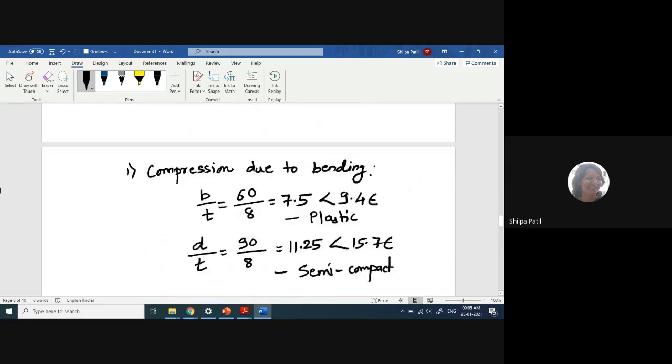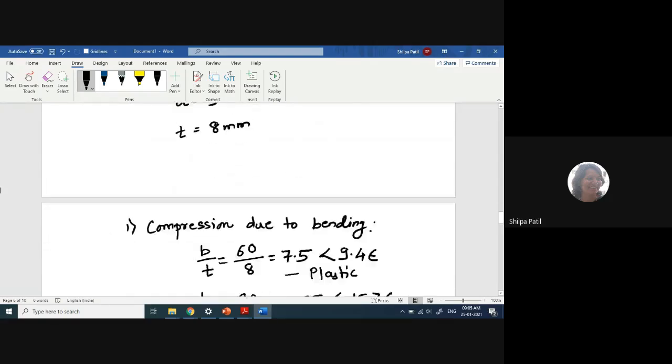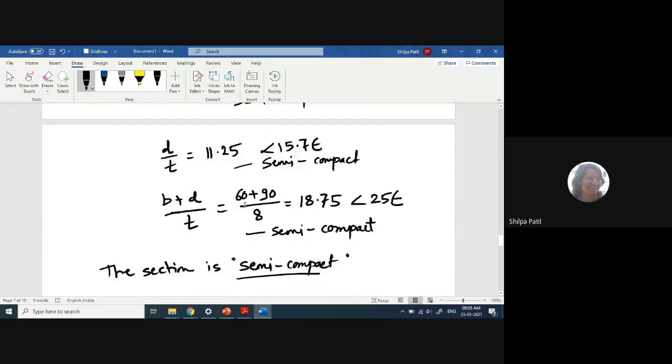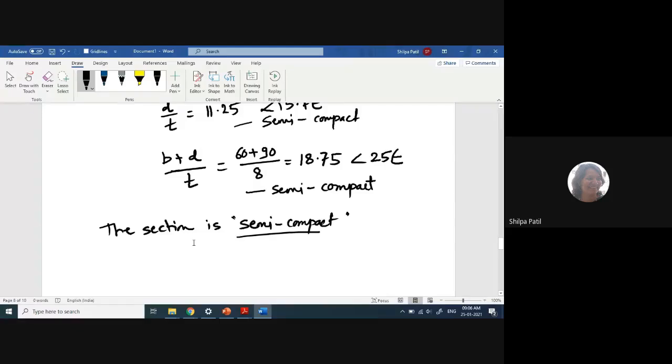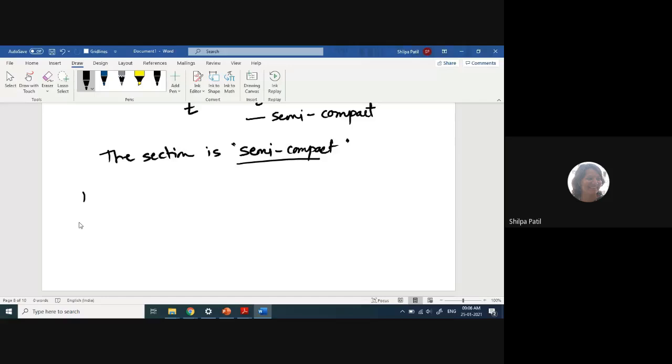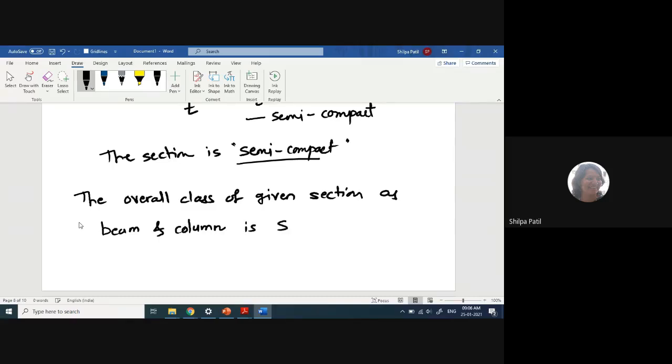Now, if you consider the first criteria, that is when the angle section is being used as a beam, the class is semi-compact. When the angle section is being used as a column, then also the class is semi-compact. So the overall class of the given section as beam and column is semi-compact.